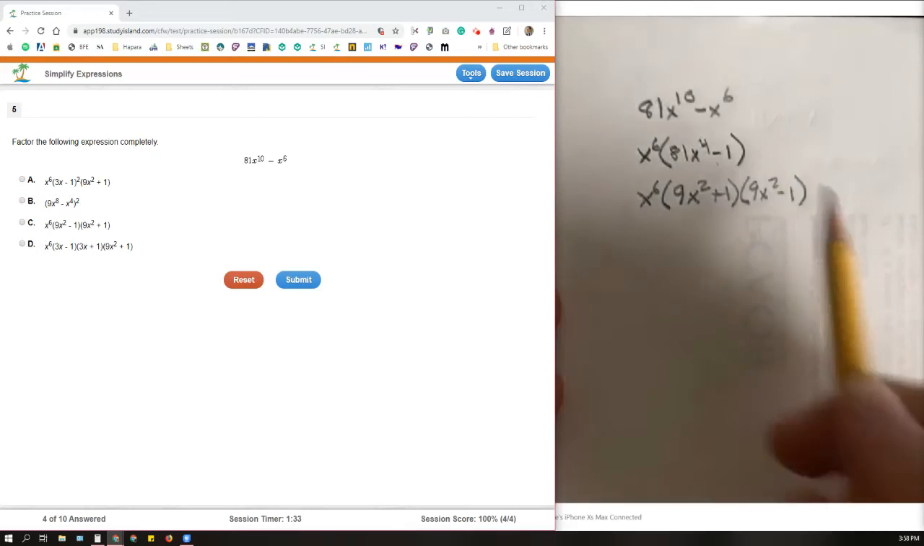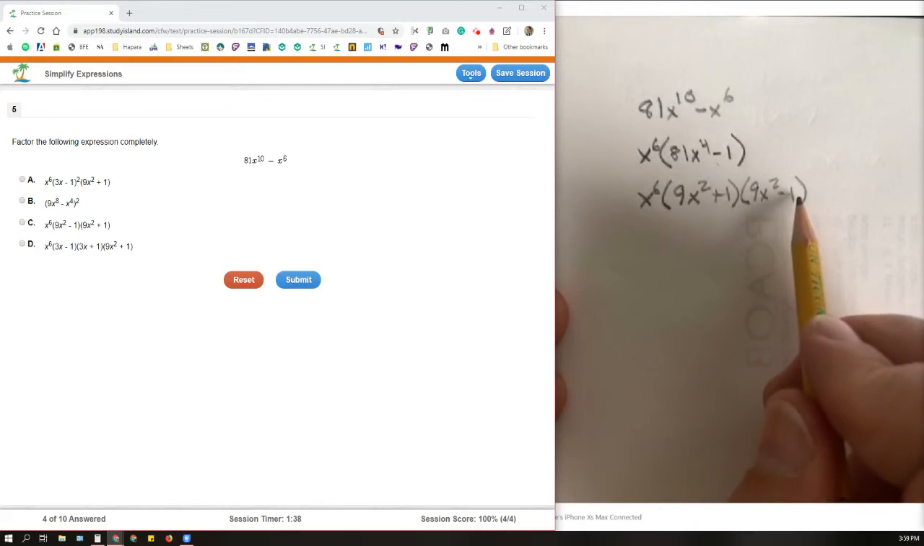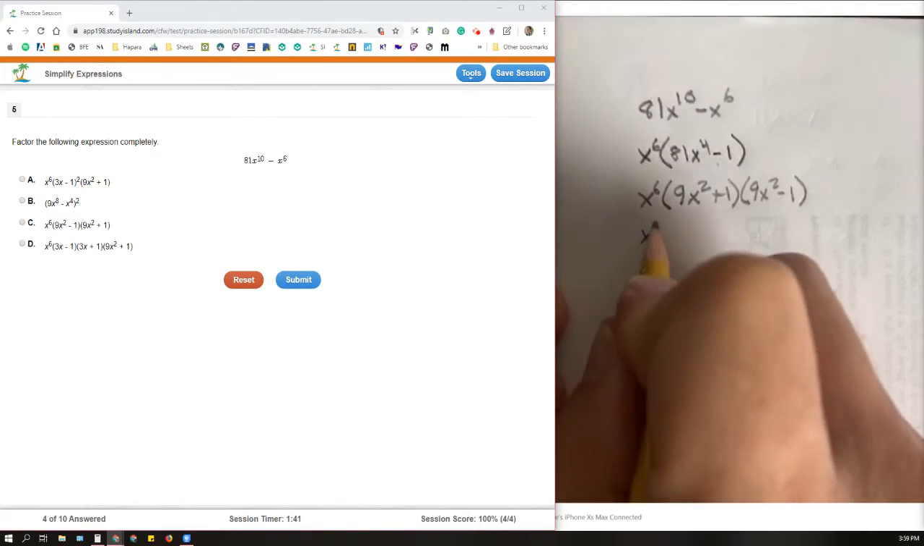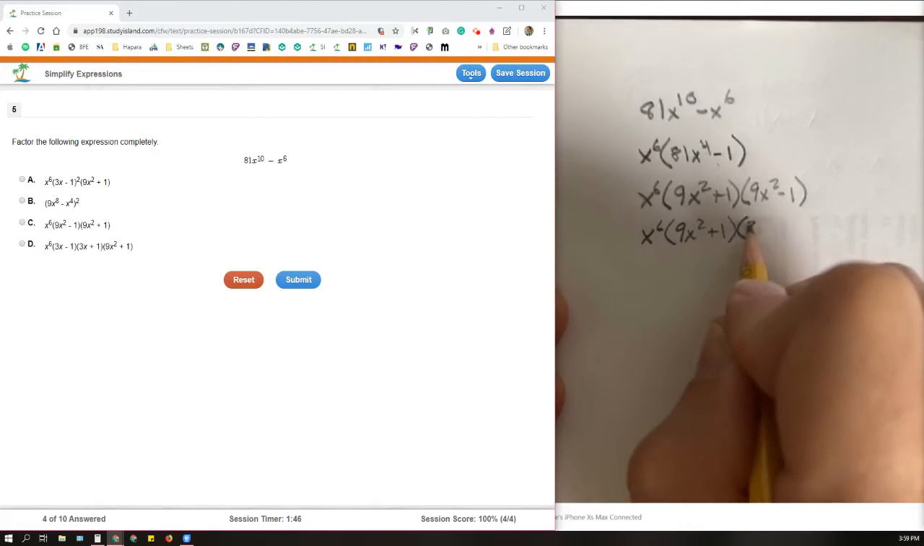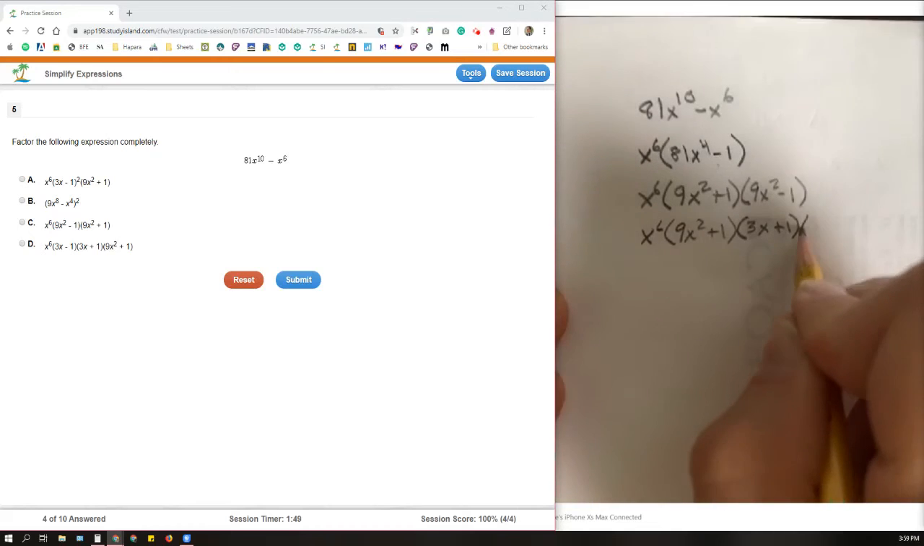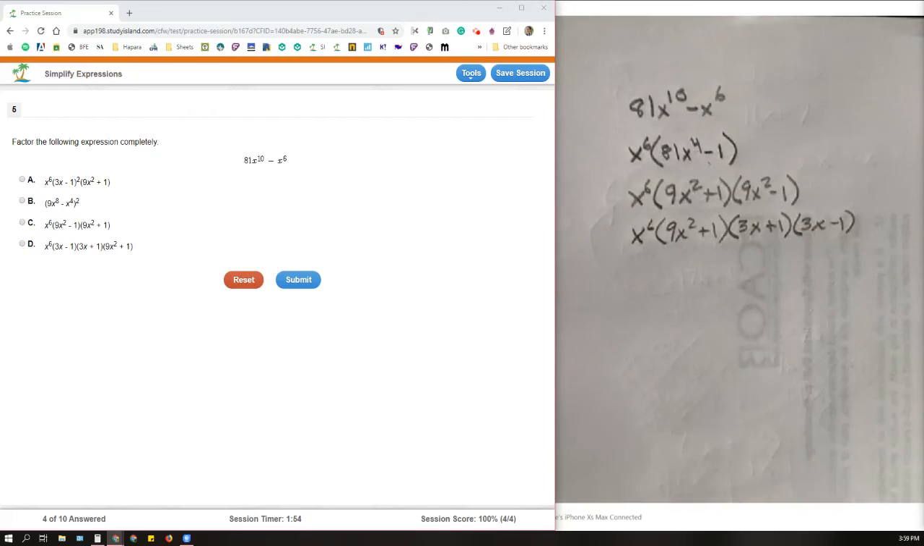And hopefully you recognize that we again have the difference of two squares over here. 9x squared could be 3x times 3x, and 1 is again 1 times 1, so let's keep going. X to the 6th times 9x squared plus 1 times 3x plus 1 times 3x minus 1. There is your answer. So let's take a look for it in our answer key, and this is it. It's the same stuff in a different order. We have x to the 6th, 9x squared plus 1, 3x plus 1, 3x minus 1. It's all there. It's just in a different order, and that doesn't matter when you multiply.